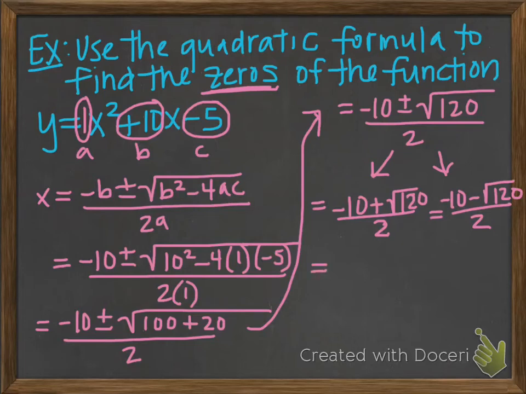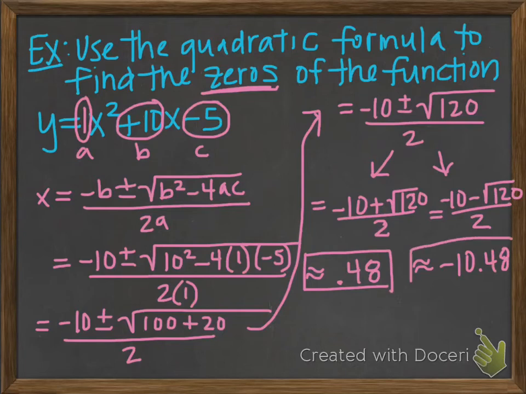So when I type in negative 10 plus the square root of 120 over 2, when I round that, we get, I'm going to use the wiggly equal sign. The wiggly equal sign means we're rounding, or it's an approximation. We're going to get about, when rounded, 0.48. So there is one solution. And then for the other one, when we put it in, if we round it, it's going to be about negative 10.48. Okay, so these are my 2 solutions.